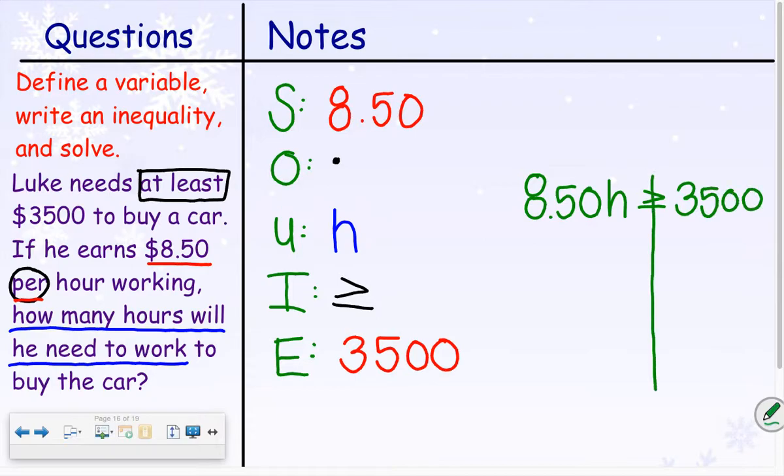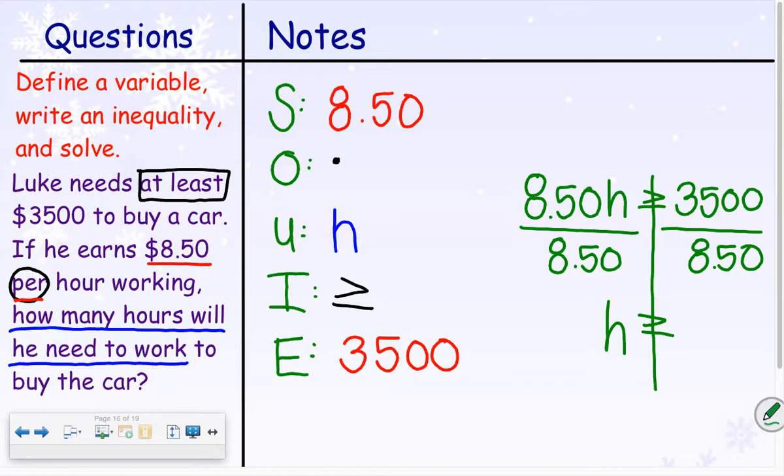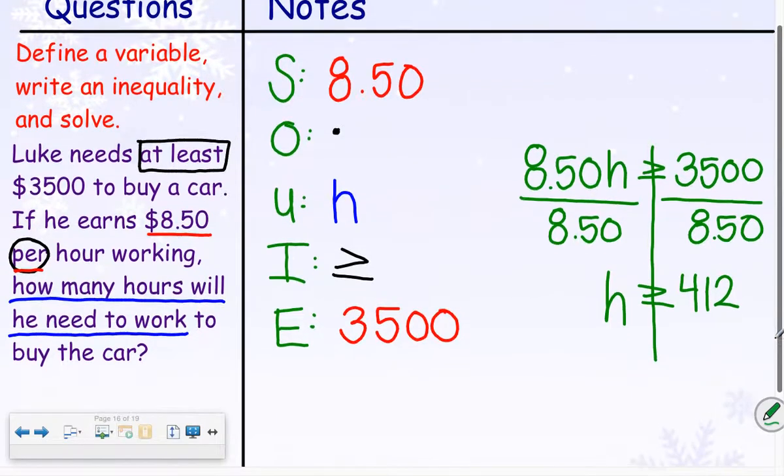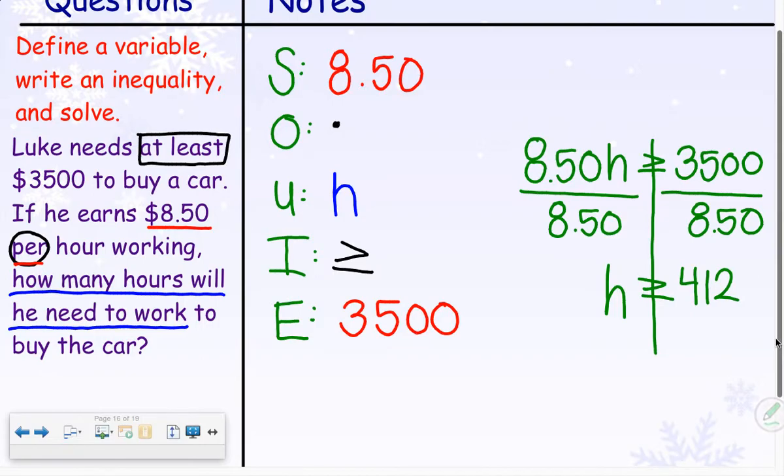So then in order to solve this, we need to divide both sides by $8.50. So H is greater than or equal to 411.76, which we want to round up to 412. You wouldn't have to, but you could make it a little bit easier. So 412 hours.